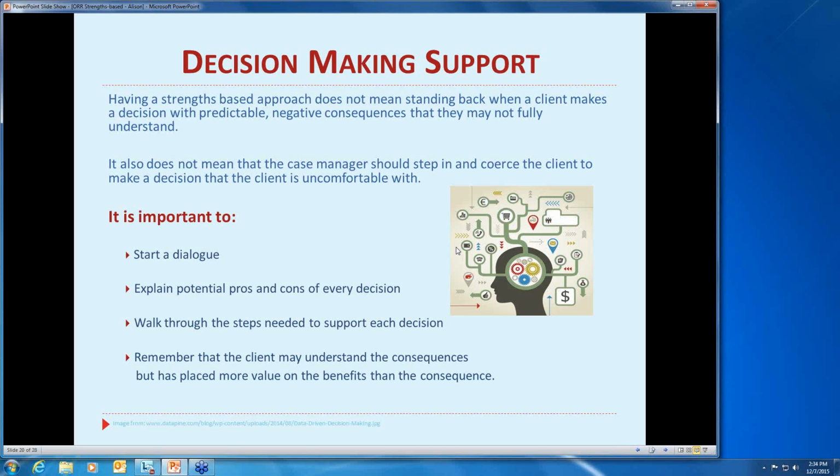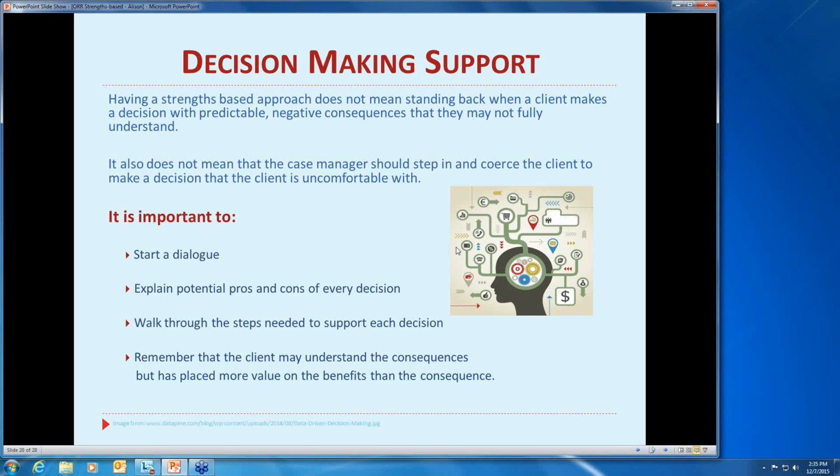So decision-making support, this is probably one of the hardest aspects of our job, and it's something that we will face over and over again. It's hard not to jump in and save the client, especially if we think we see them heading for struggle or trouble. But it's really important to stay focused on self-determination, and that this is their life and their choice, and they have the best understanding of what the consequences are most of the time.